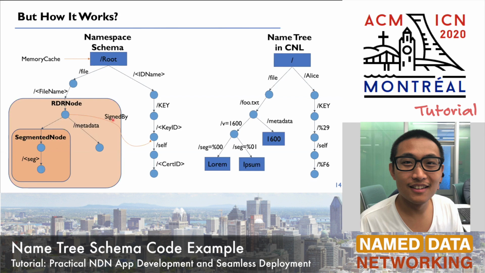there is a signed by policy assigned to this subtree. So the schema tree will first check its signature against this policy, which points to here. So it will see that this data packet is signed by /alice/key/29, which matches this pattern /name/key/29. And it checks that the ID name equals to Alice. So this policy is satisfied, and it returns the data packet to the segmented node and the RDR node. And every data packet will also be stored in the memory because there is a memory cache policy.